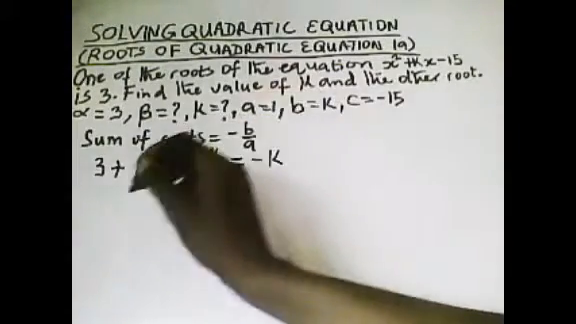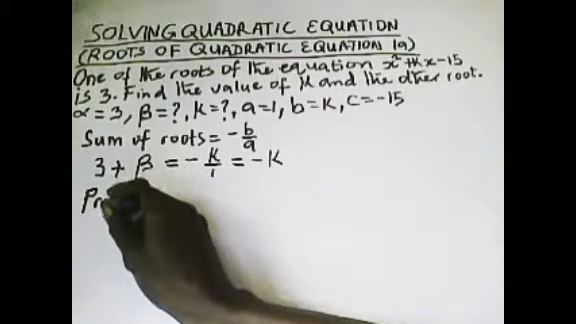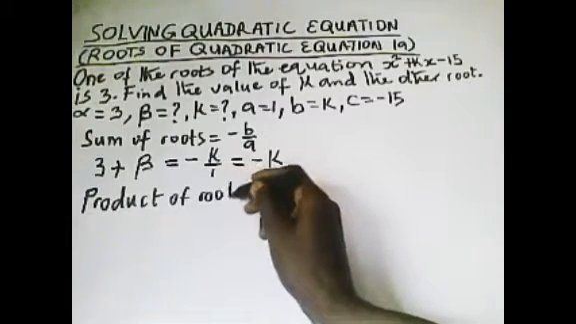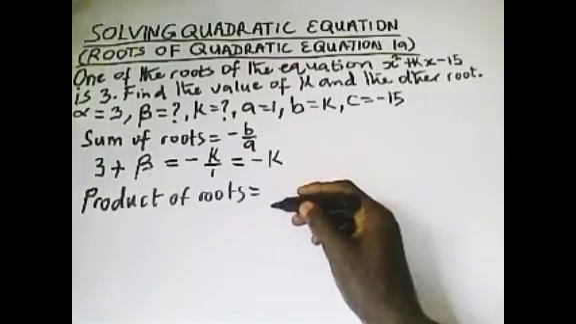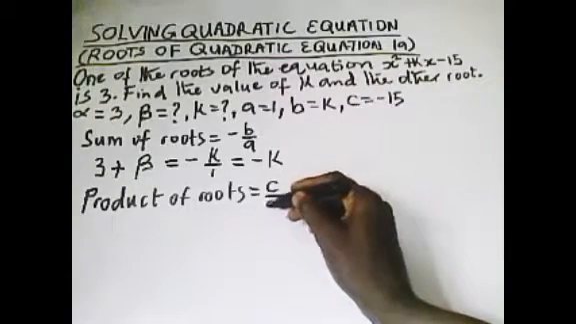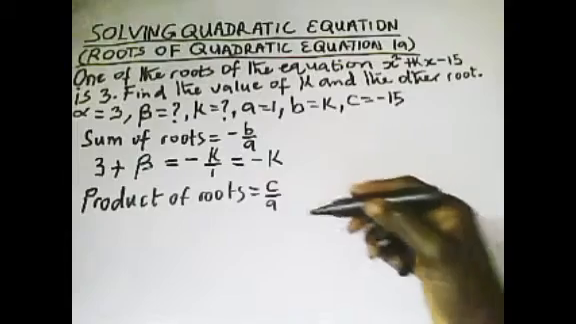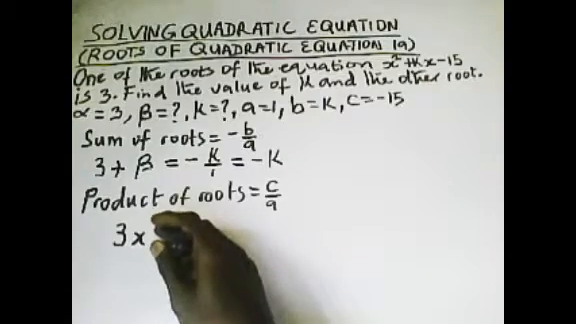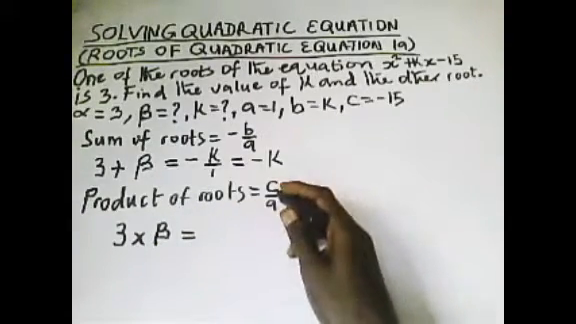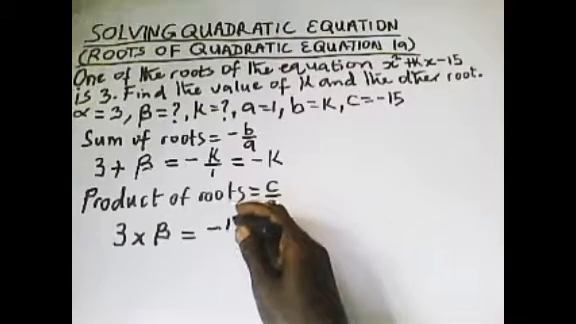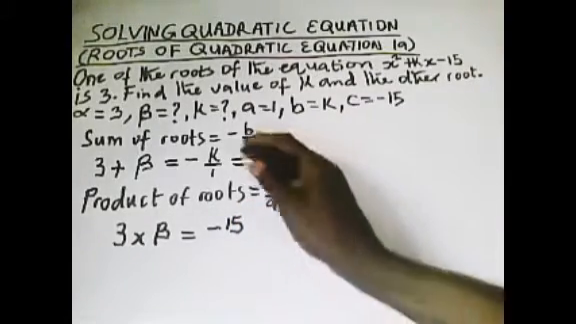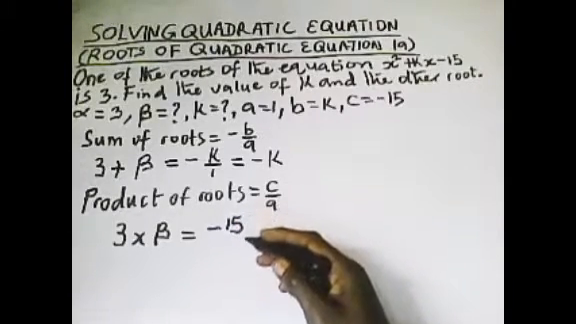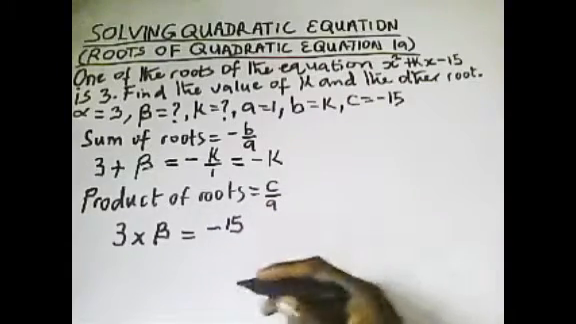Now the next step we are going to take is the product of roots. For the product of roots, the formula we use is c upon a. By product of roots, we mean we are multiplying the two roots together. So we say 3 multiplied by beta, and then our c is minus 15. Then we divide minus 15 by a, which is 1, so minus 15 upon 1 is still the same thing as minus 15. So we can leave it like this.